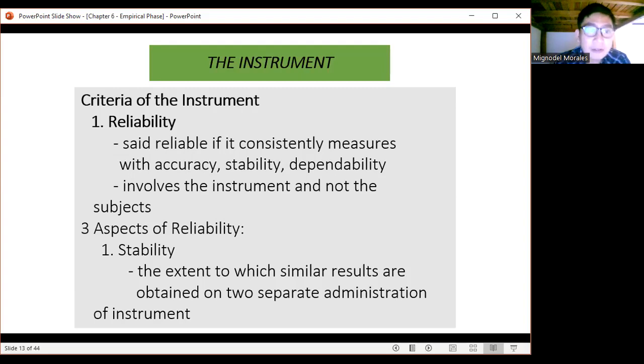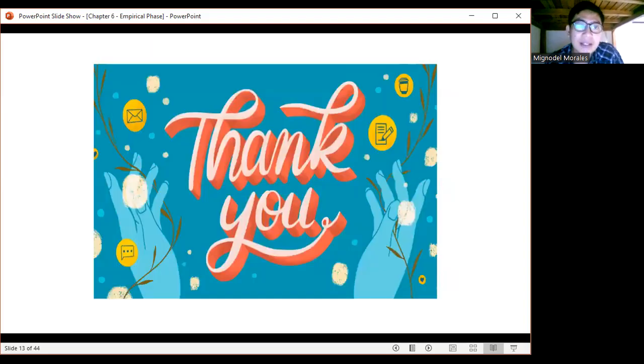Okay, next is criteria of an instrument. Number one is reliability. A reliable instrument is consistent, measures its accuracy, stability, dependability. It involves the instrument and not the subject. So we have the aspects of reliability. So how can we say that it's reliable? So number one, stability. The extent to which similar results are obtained on two separate administrations of the instrument. Thus, we implement a pilot test, no? So for us to test the stability. Okay?